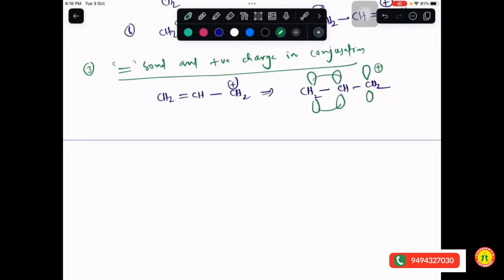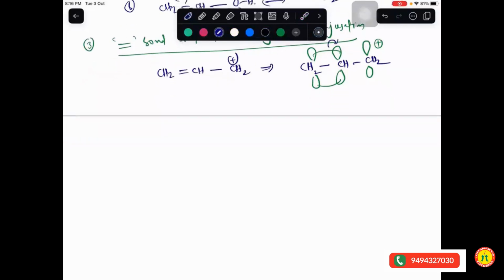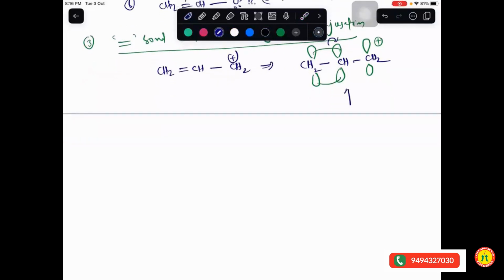Double bond, same thing, same story. So these electrons are shifting this side. This has the minus charge, and this has the positive charge, and both are forming the bond. So here is how they are shifting. This is shifting this side. Therefore, what is the final one? It is forming the resonance structure.